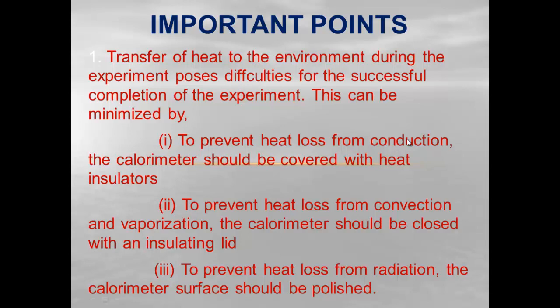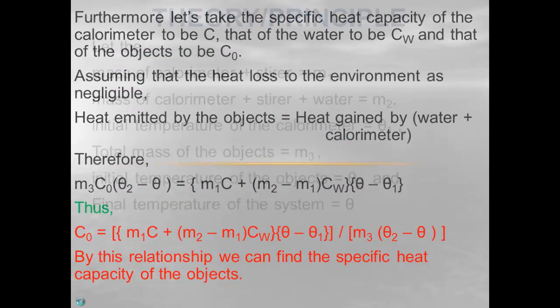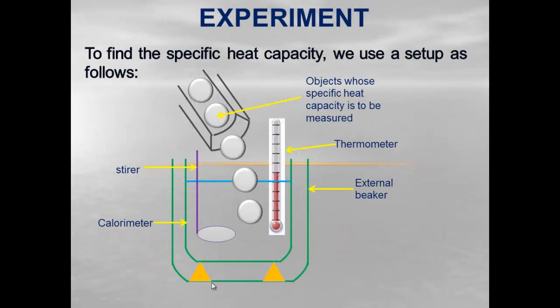To prevent heat loss from conduction, you can cover the calorimeter with heat insulators. For example, in the case I explained a few slides back, these supports are heat insulators. You can easily make these supports out of wood, rubber, or any other heat insulator, so that these supports can hold the whole final system of mass m3 g, where m3 is m1 plus m2 plus the water and calorimeter mass, times g.